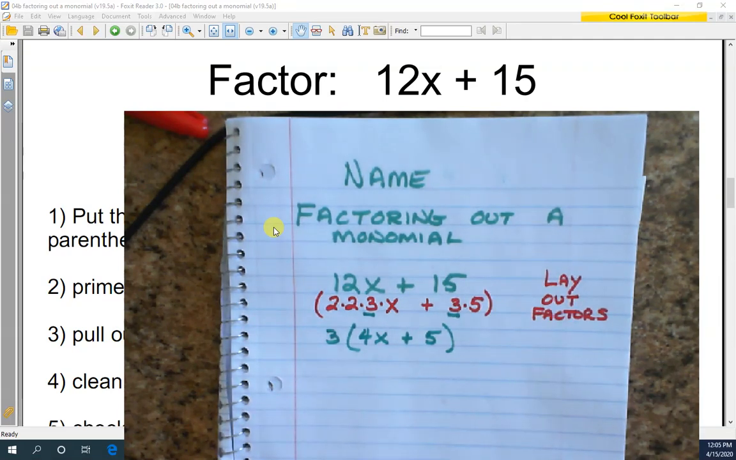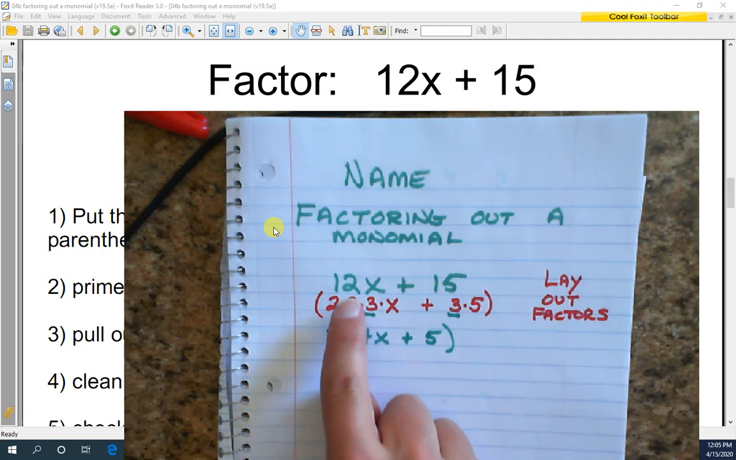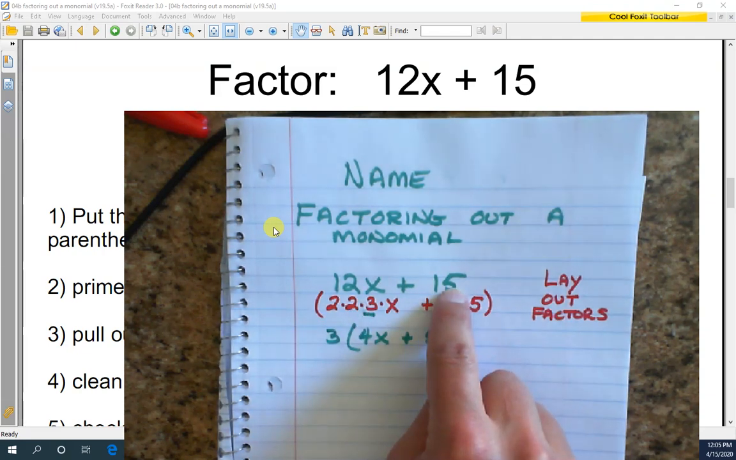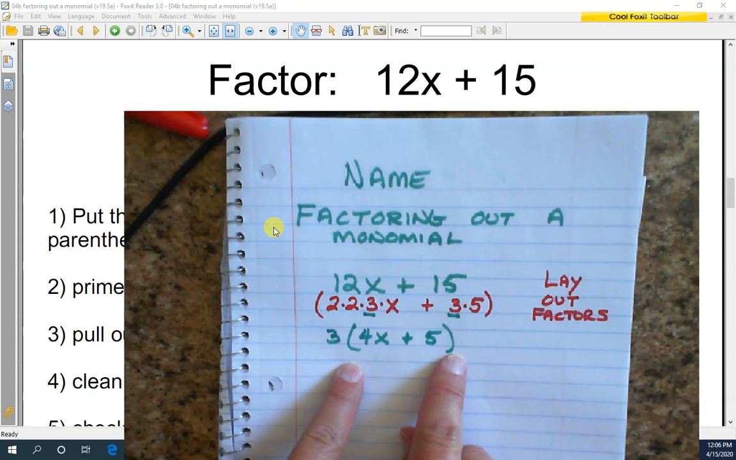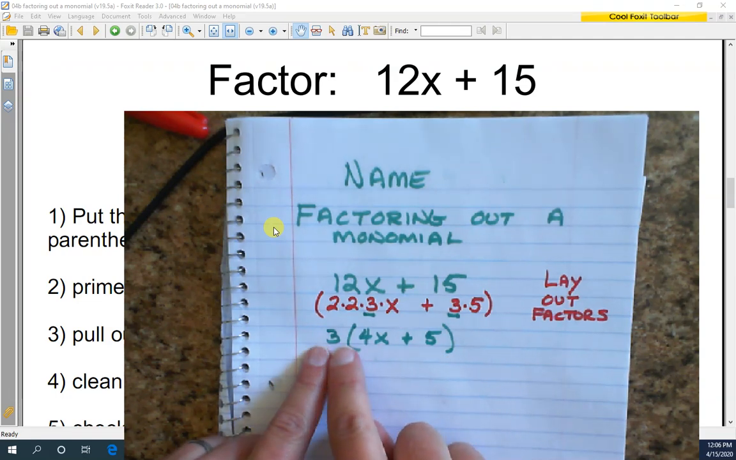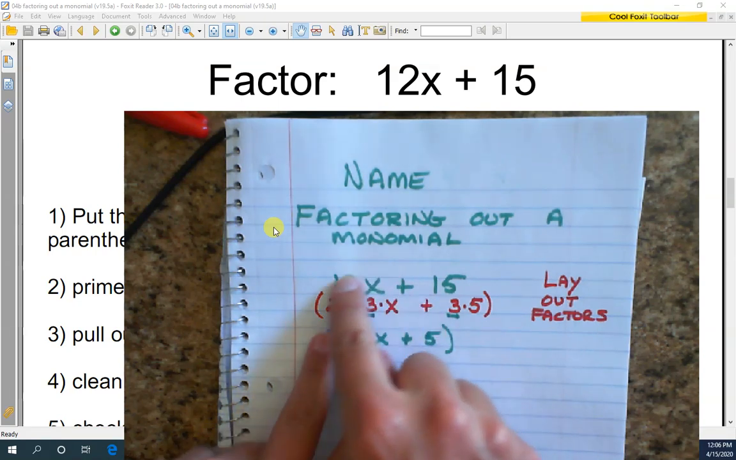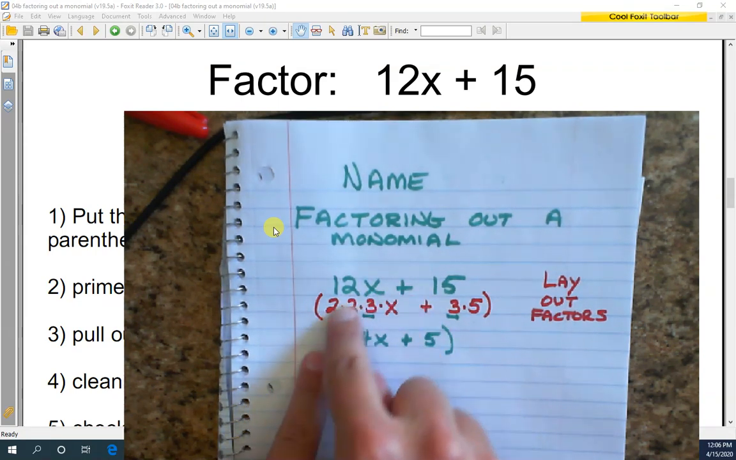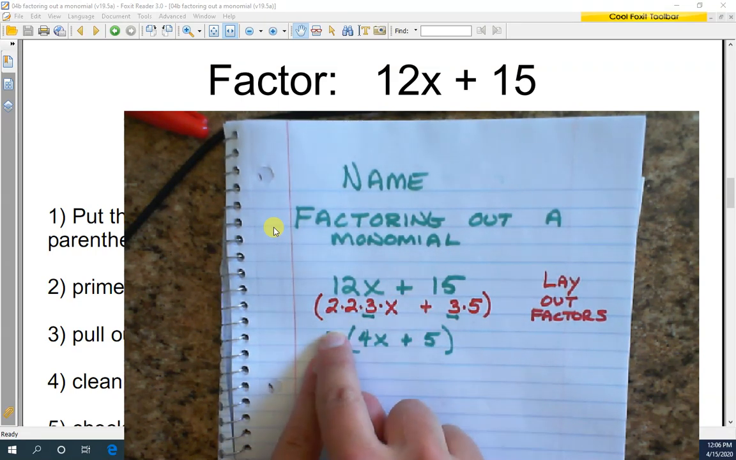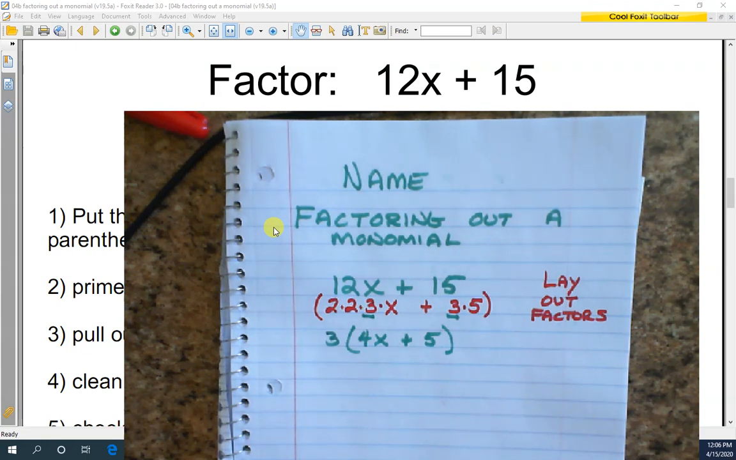It's fully factored. Let's check it. 3 times 4 is 12x. 3 times 5 is 15. So what I did, I undistributed it. Right? If this guy jumps in, he can jump out. He jumps in, he jumps out. He jumps in, he jumps out. Let's do another example.